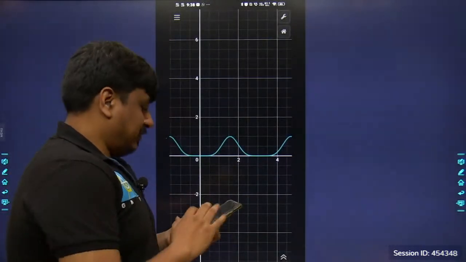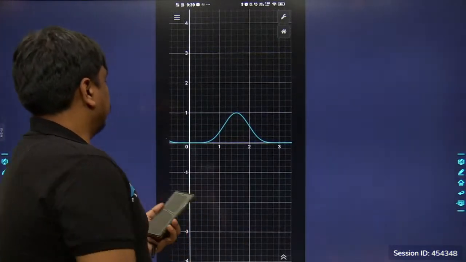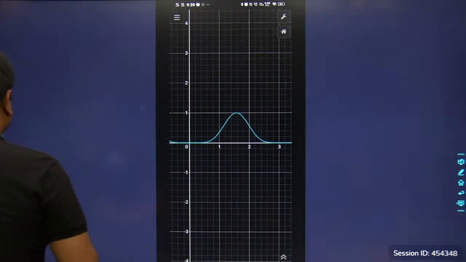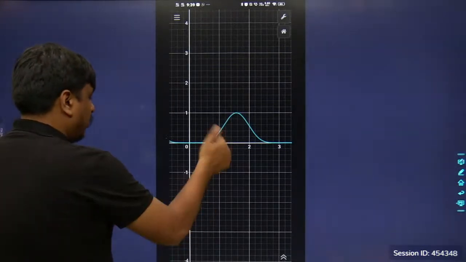The curve had been this. Is it visible to all of us? The curve had been this. And if you really want to understand what are the different values of x, that you can draw it over here. Just a minute.